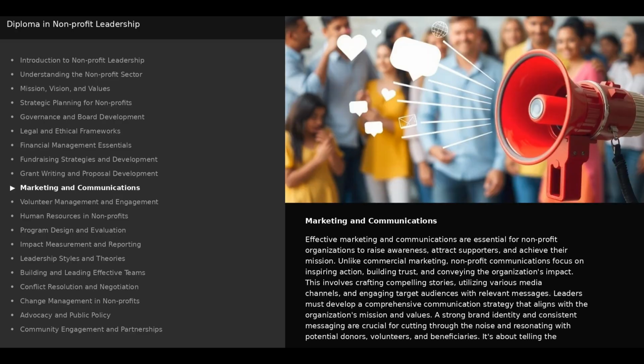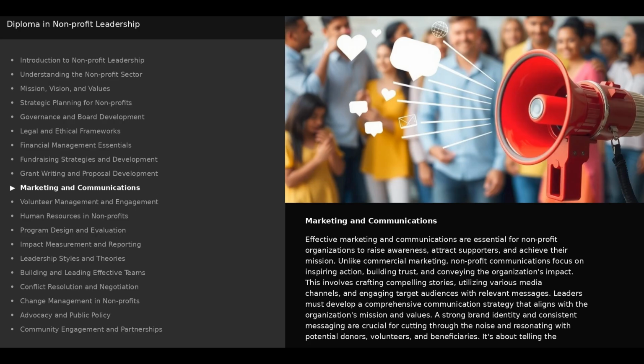Marketing and communications. Effective marketing and communications are essential for nonprofit organizations to raise awareness, attract supporters, and achieve their mission. Unlike commercial marketing, nonprofit communications focus on inspiring action, building trust, and conveying the organization's impact. This involves crafting compelling stories, utilizing various media channels, and engaging target audiences with relevant messages.